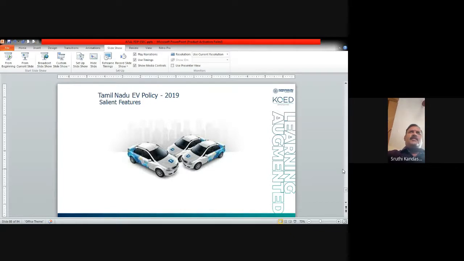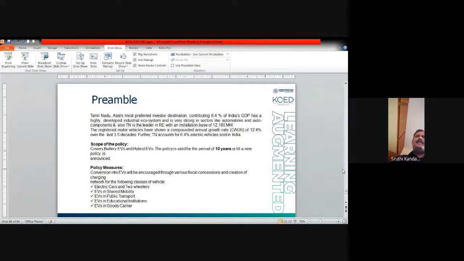So this is the Tamil Nadu EV policy. Scope of policy: it covers the battery EV and hybrid EV, that is a battery operated EV and a hybrid EV. The policy is valid for a period of 10 years till a new policy is announced. The policy covers electric cars and two-wheelers, EV shared mobility, that is shared auto, EV in public transportation, EV in educational institutions.